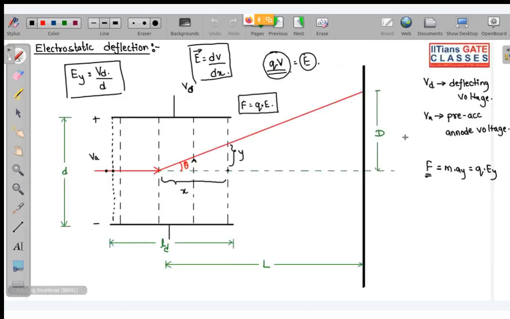So what I have assumed is that this is Y, this is X. Up till this point, you can see there is no deflection in the Y. That means the initial velocity in the y-axis at this point is 0. After this, it moves in this direction. Is it clear or not?